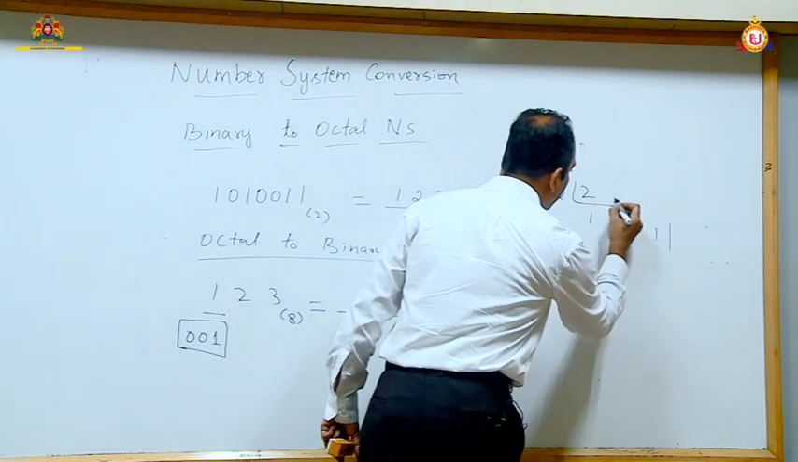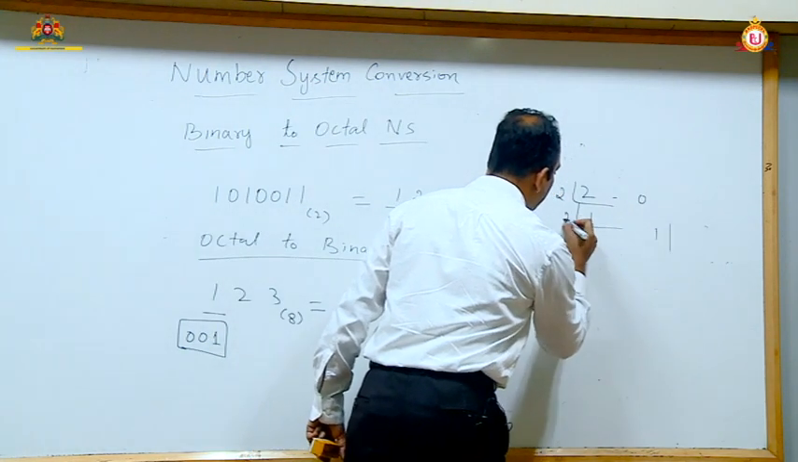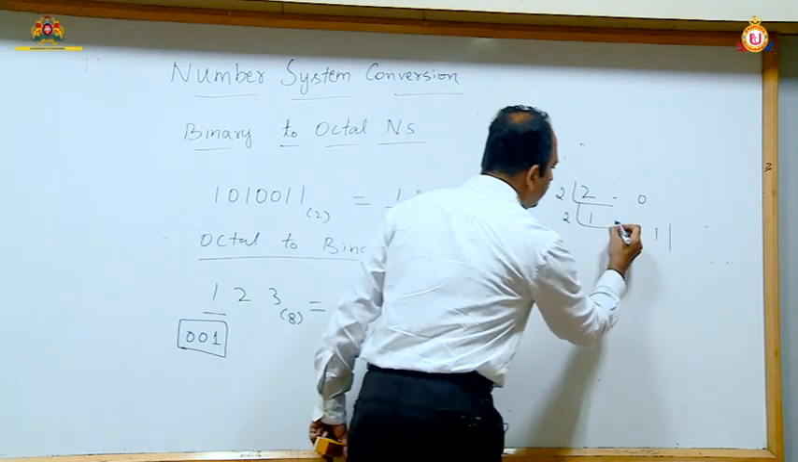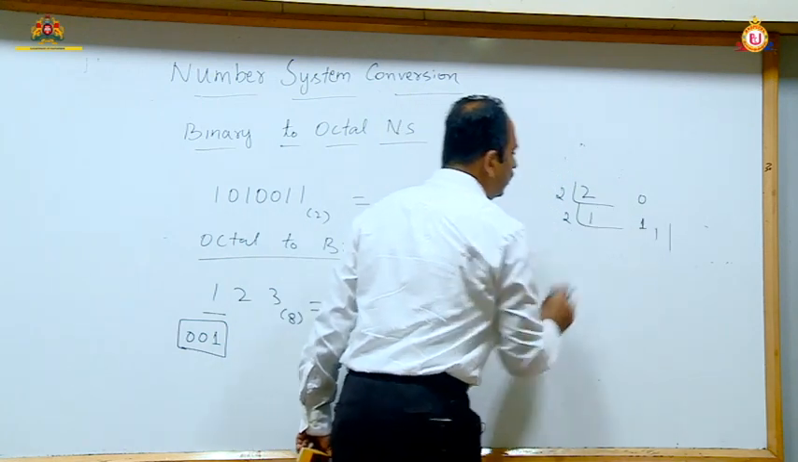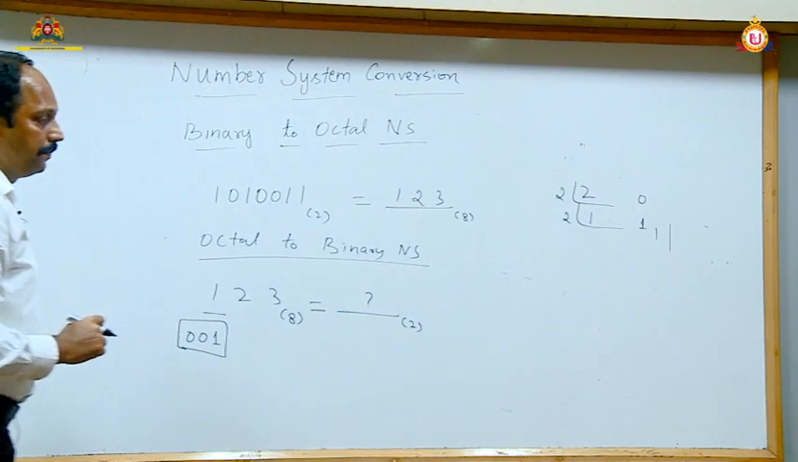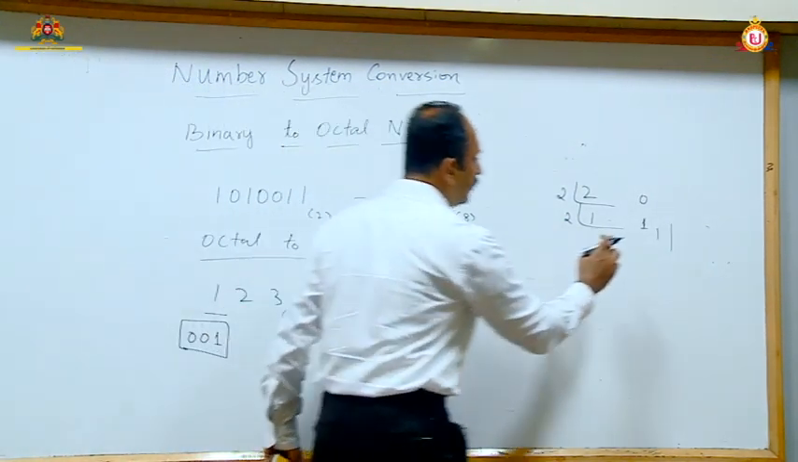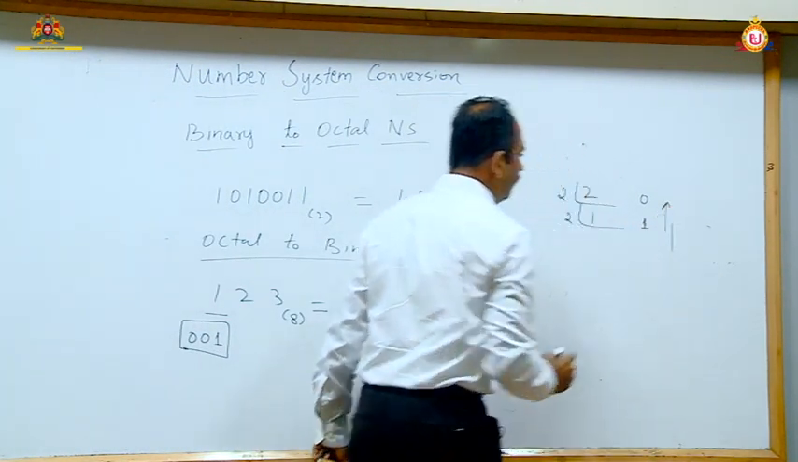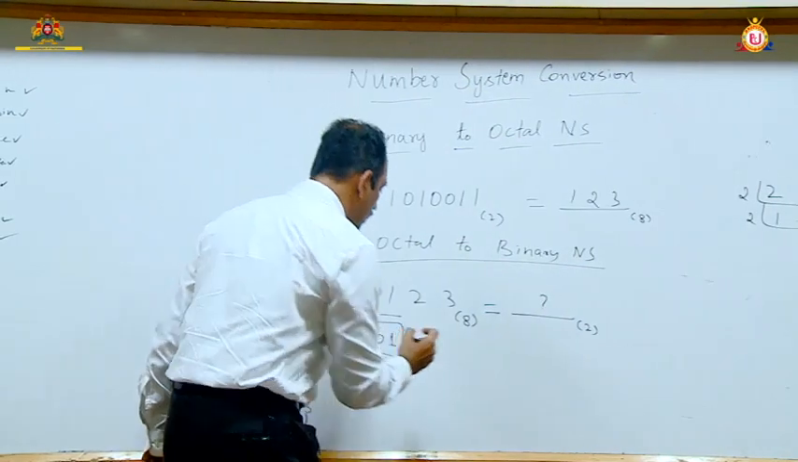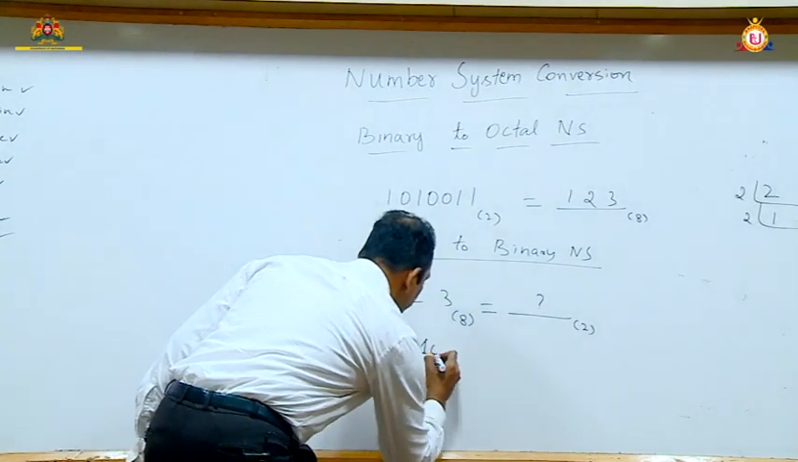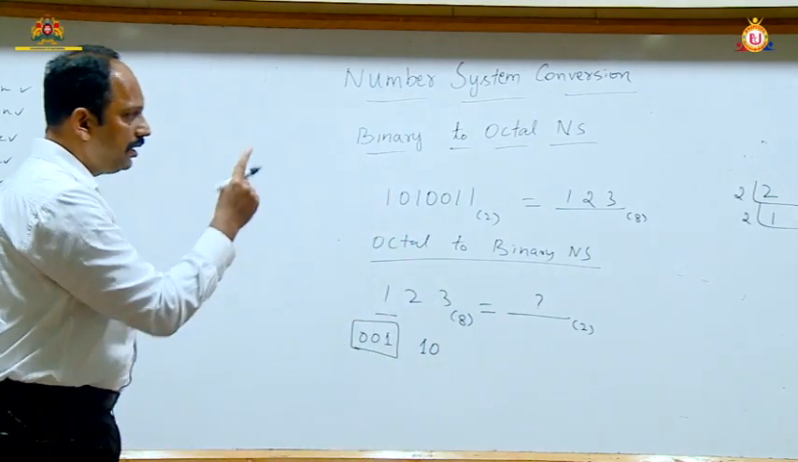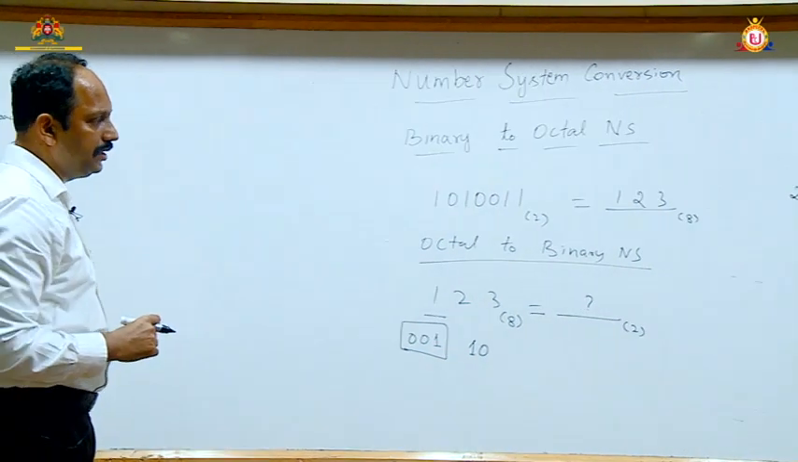2 times 1 gives the difference 0. 1 cannot be divided, so the remainder is 1. So how is this written? It is written from top to bottom. So 1 0 is the result of the calculation.